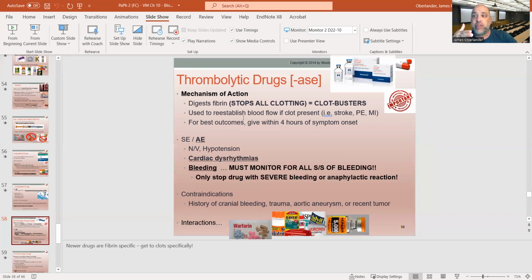They say the earlier you give these medications, the better, obviously. The earlier you address the problem in the cement, the easier it is to fix it. The longer it's set, the harder it is to address it. So these drugs break up clots and they stop clotting.